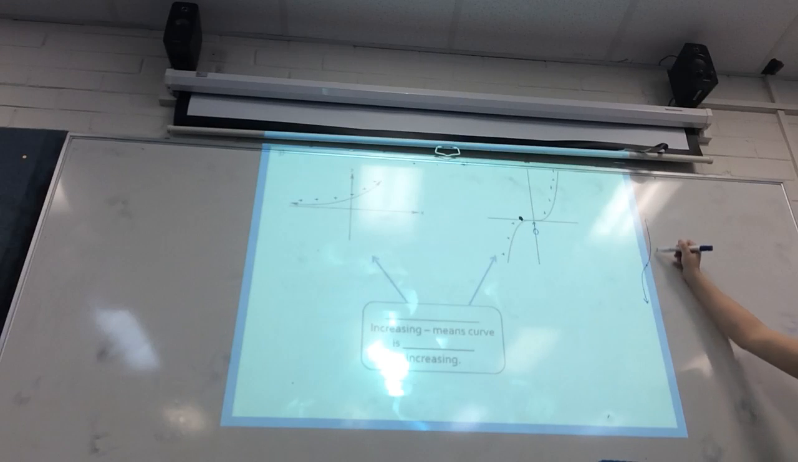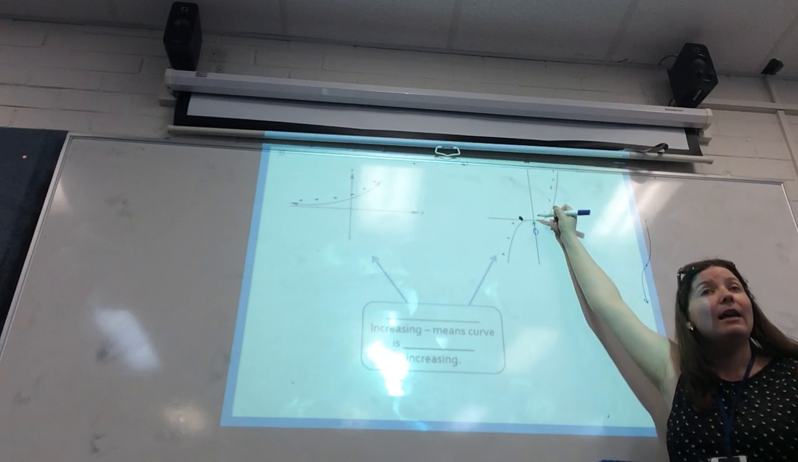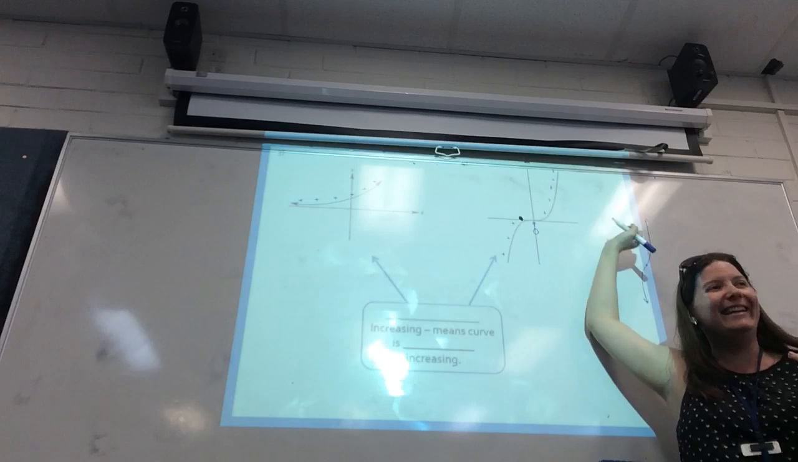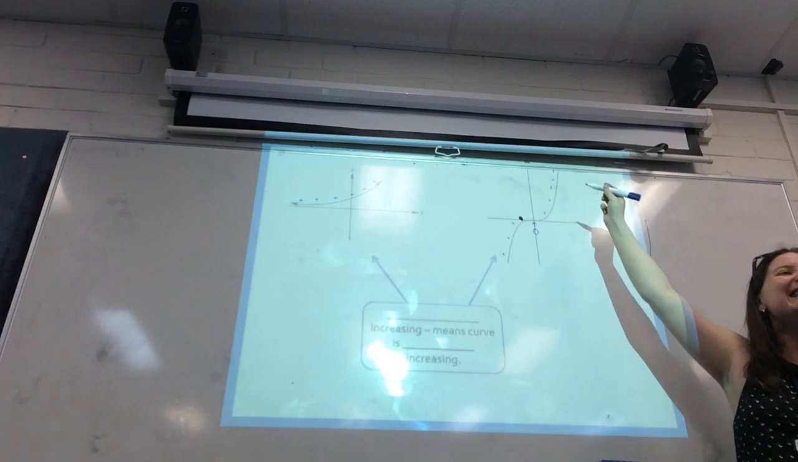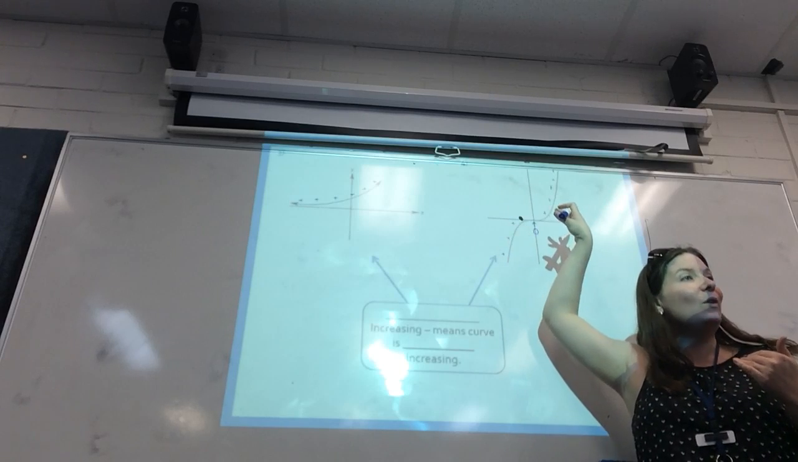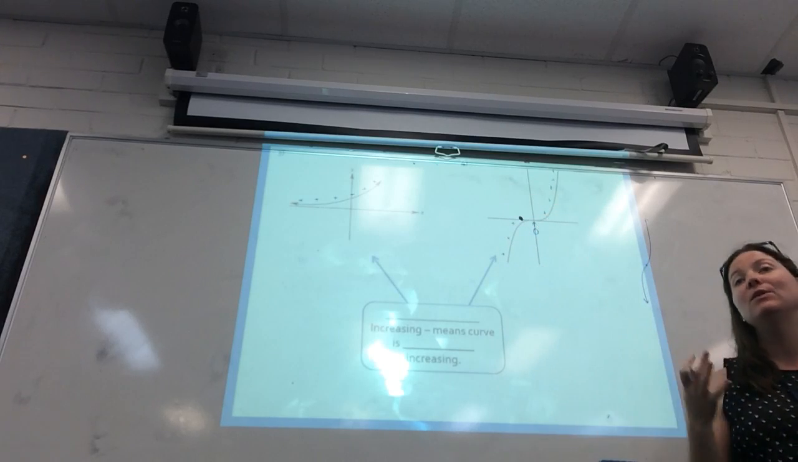It was concave down, now it's concave up. Whereas here, can you see the curve really flattens out? If we drew a tangent there, it would be flat, right? So we have a gradient of 0 there, so it's different.